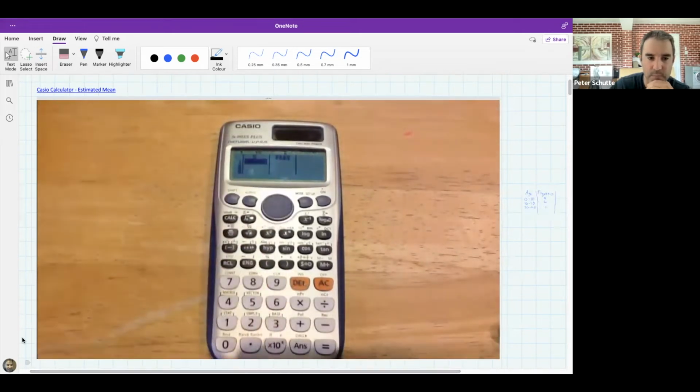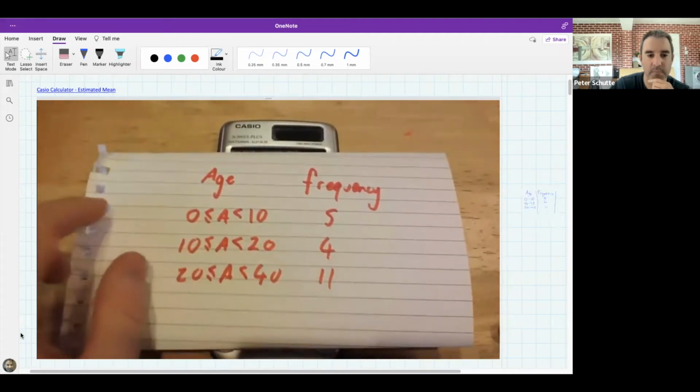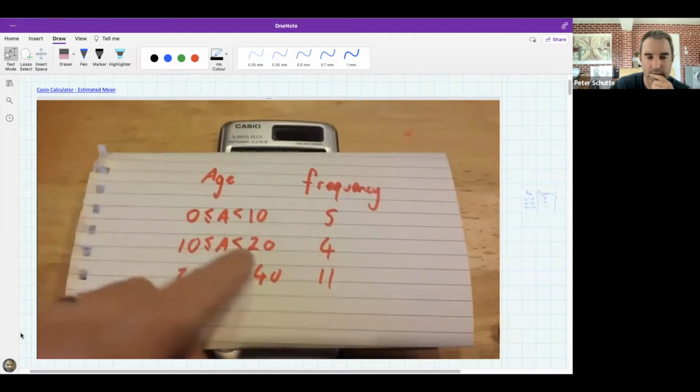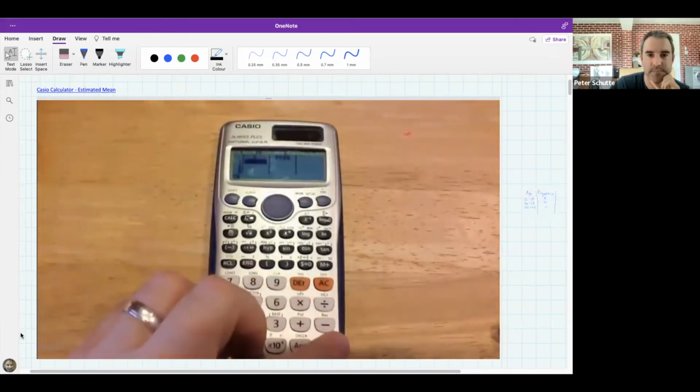Now we do need to work out our midpoints ourselves, okay? So for the first category, our midpoint would be 5. For the second category, it would be 15. And for the third one, it's going to be 30. So let's input those. So 5 equals 15 equals and 30 equals.